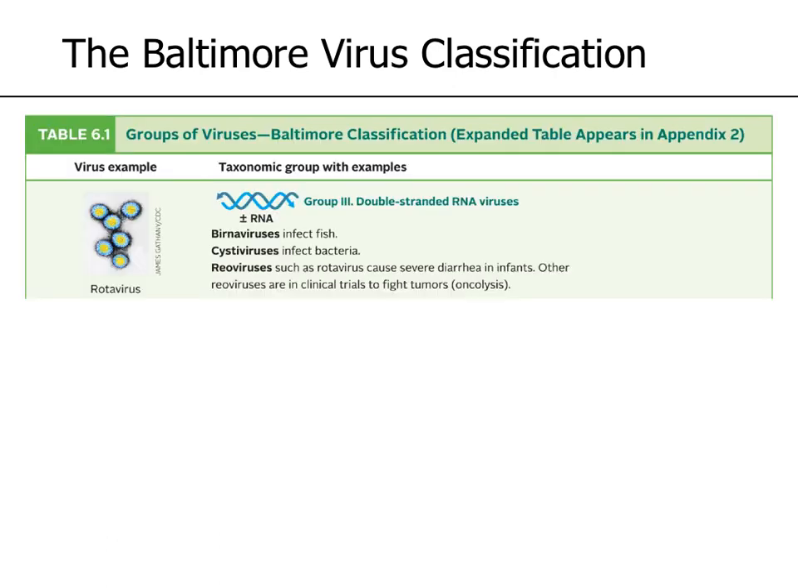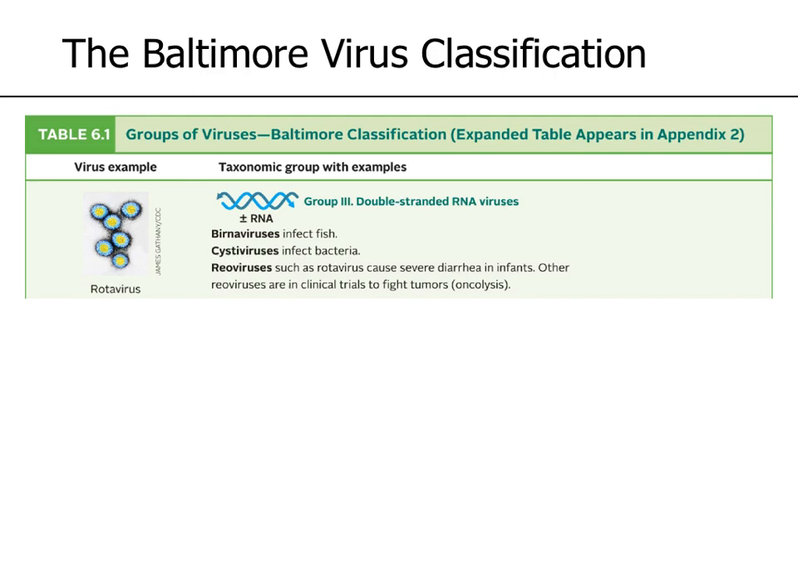All right, so for the RNA viruses, we'll talk about some RNA viruses next. The first thing is the double-stranded RNA viruses. So this is group 3, the double-stranded RNA viruses. And I'm not going to talk about the examples, but the table in your book has examples of them.